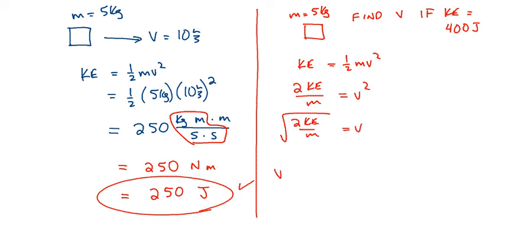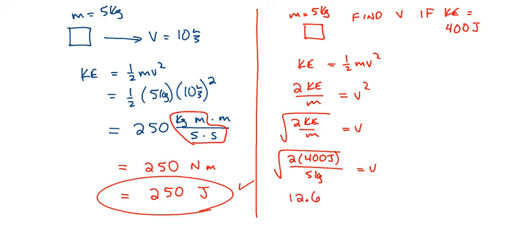Let's put the numbers in and see what we get. The kinetic energy was 400 joules. I divide that by the mass, and I'll get my calculator out here. Slide it over where we can see. We need the square root of 2 times 400 divided by 5. The number that we want is 12.6.